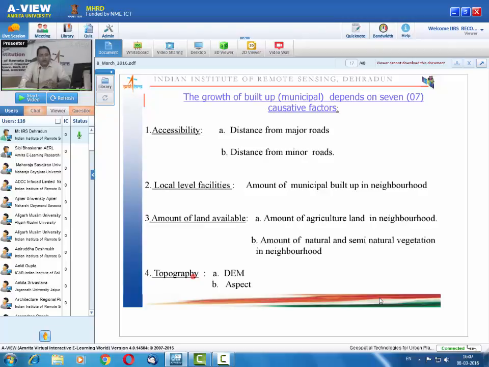The third is the land supply. If you have more land supply, more development. If you have less land supply, less development. The fourth is the topography of the area, which we have measured in terms of DEM. We all know the digital elevation model, I will not elaborate on it. And then the aspect. So we have taken two things, the aspect and the DEM.